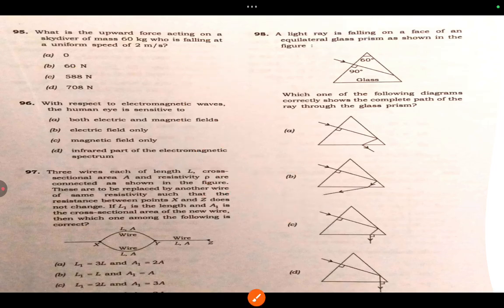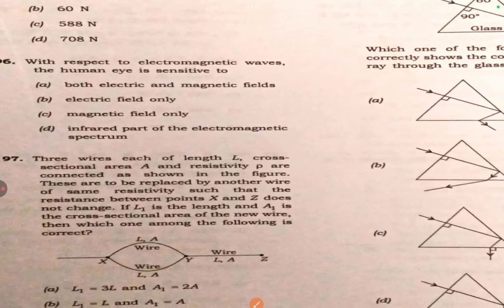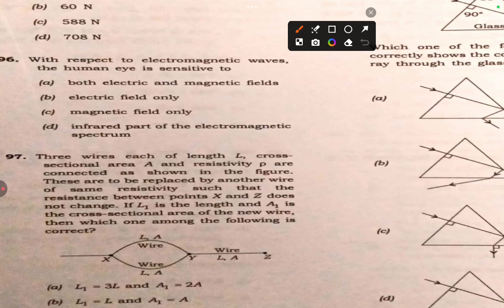With respect to the electromagnetic wave, the human eye is sensitive to what? Options: electric field only, magnetic field, and the infrared part of the electromagnetic spectrum. So your answer: an electromagnetic wave consists of oscillating electric and magnetic fields, both electric and magnetic, oscillating and perpendicular to each other.